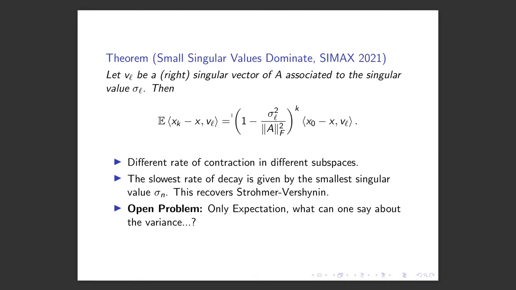So here's one problem. I'm giving you a beautiful identity for expectation. Very simple, very clean. What about the variance? I'll take anything at this point, right? Expectation tells me about the expectation. It doesn't tell me about the deviation from the expectation. So what kind of result can be proven that says you're close to the expectation with high likelihood, or you're far away? I just don't know how to do it. But I think it's a very interesting open problem.